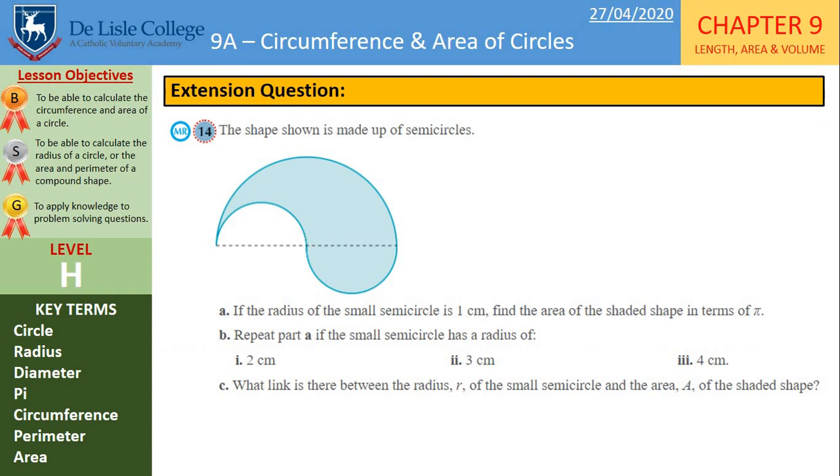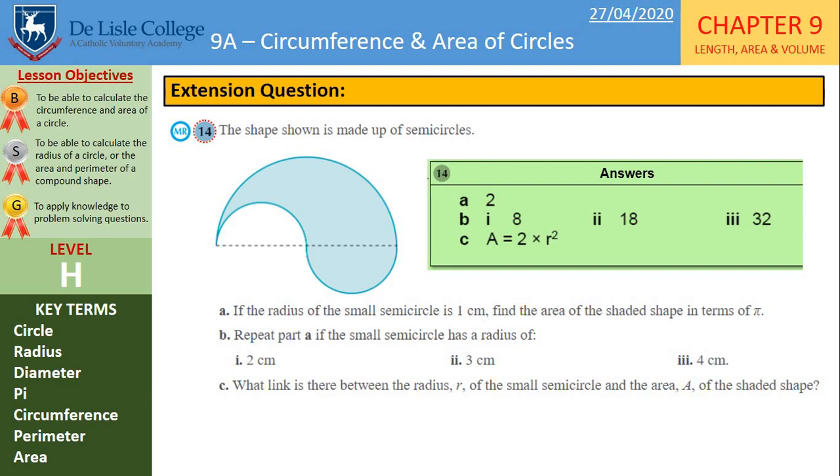Here's an extension question. Okay, pause the video while you work through it. We have numerical answers. Remember, these are in terms of pi, so technically question A should be 2 pi, but it's just using the numerical part of this.